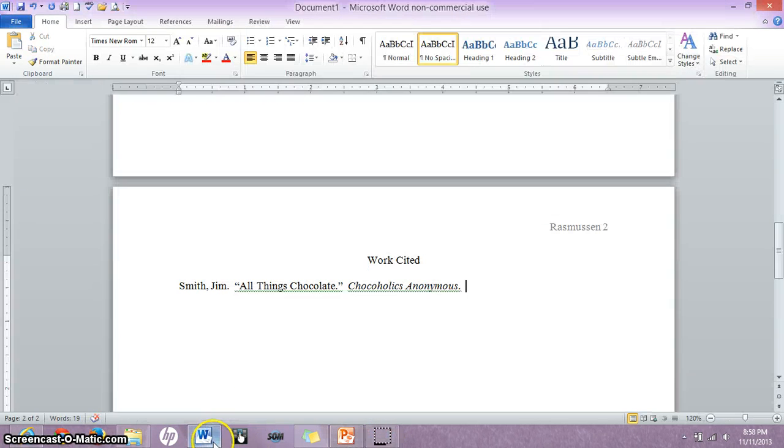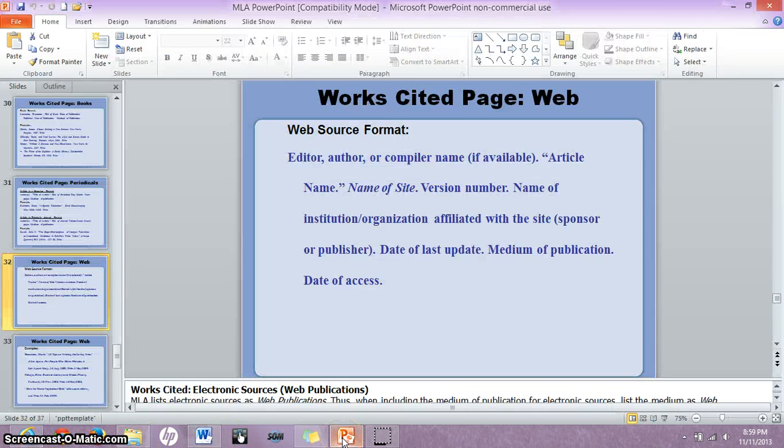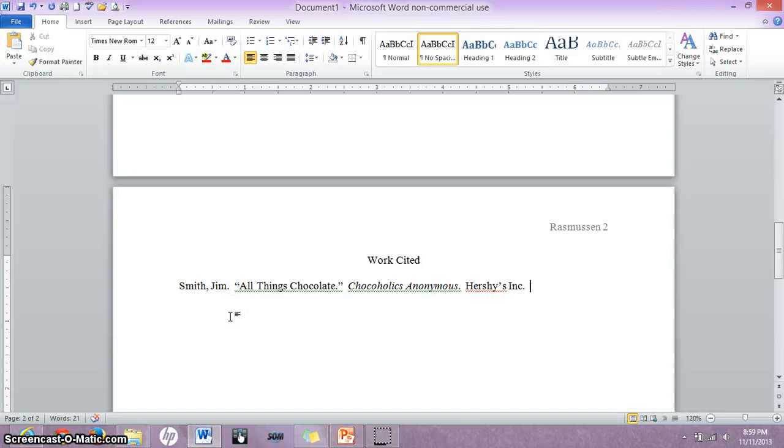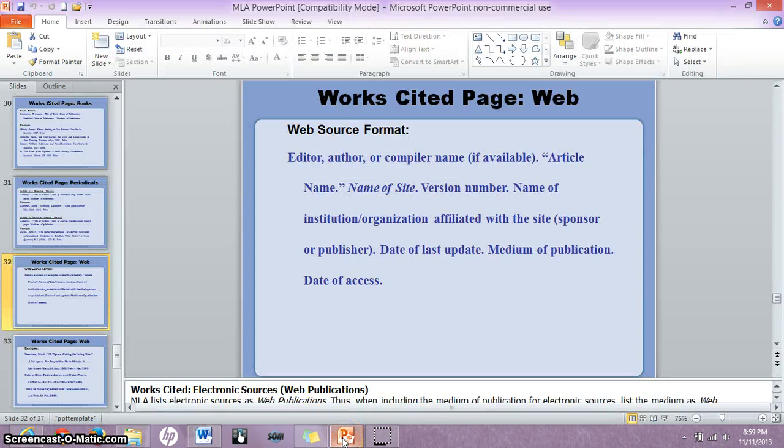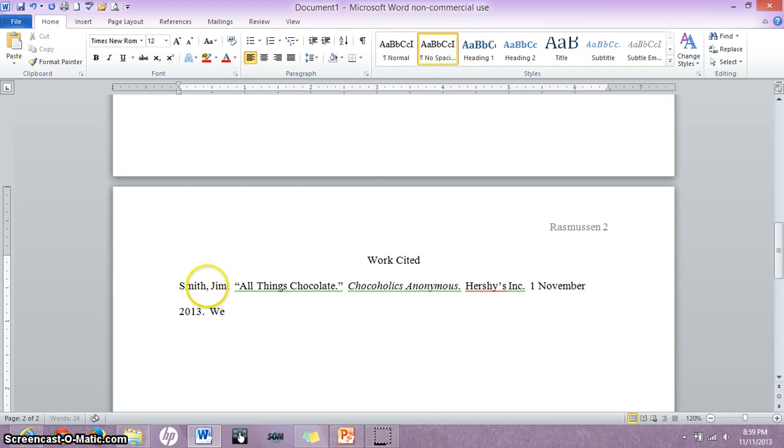All right, so let's see here. We'll say that that's the affiliating company. There we go. The date of the last update we'll say was the 1st of November this year. And what do we need? Web, right? Yep, the medium of publication. Web. When was the last time I accessed it? We'll say it was today because you guys want to make sure that that stuff is current. And that's all you need.